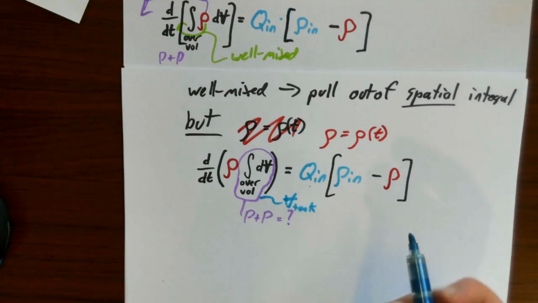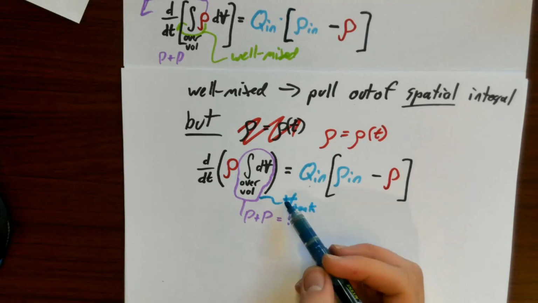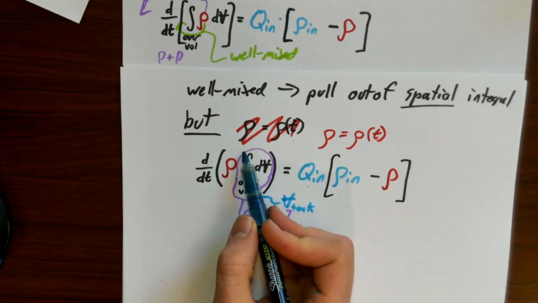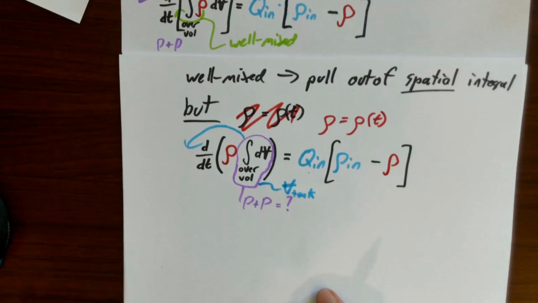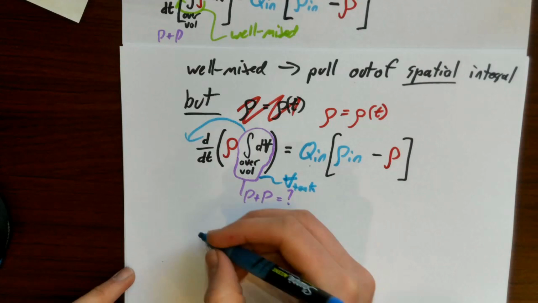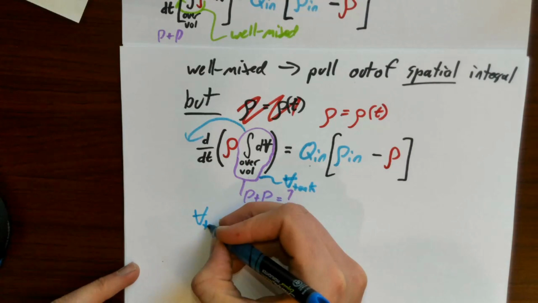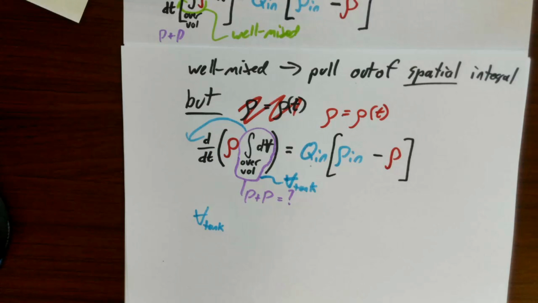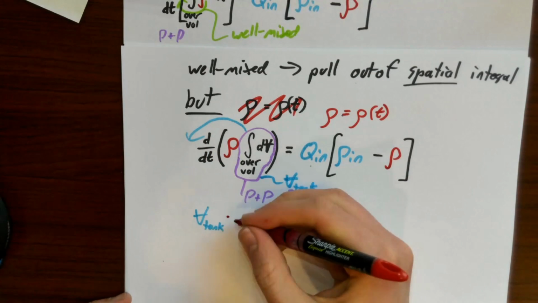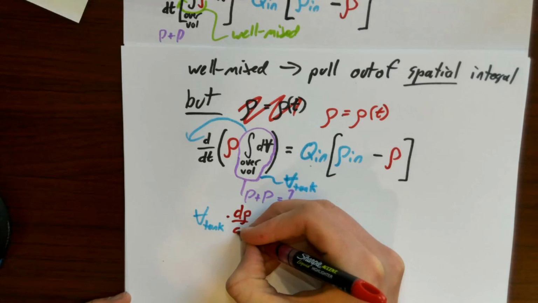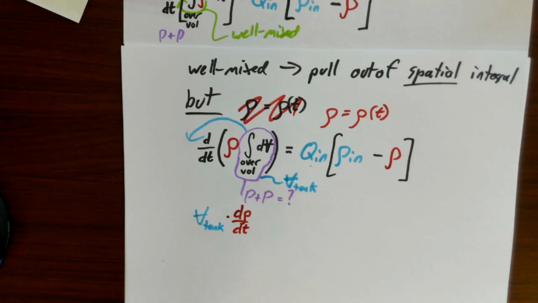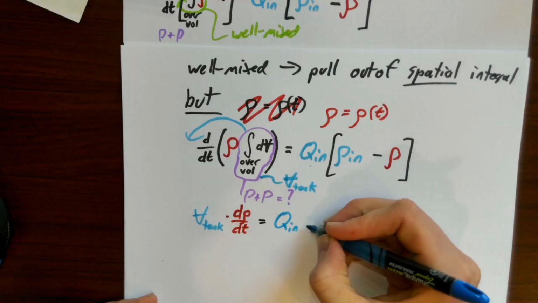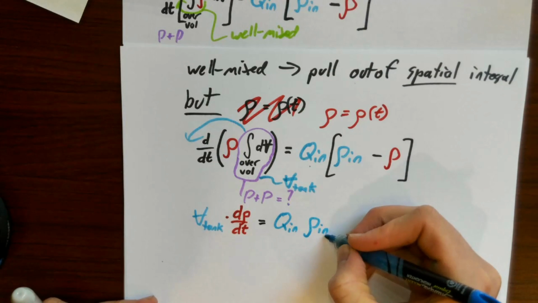The tank isn't flexing or expanding in any way. This volume of the tank is a constant with respect to time, so this whole chunk can basically pull out of the integral here. So what are we left with? We're left with V tank. And then in that case, the only thing left in this time derivative is rho. So we basically have volume of the tank times d rho dt, which is going to be equal to Q in times rho in minus rho.